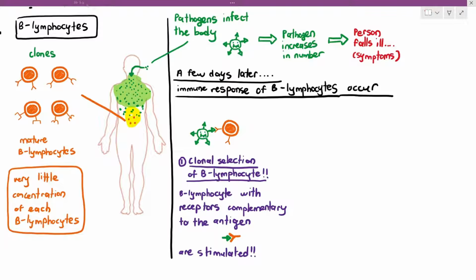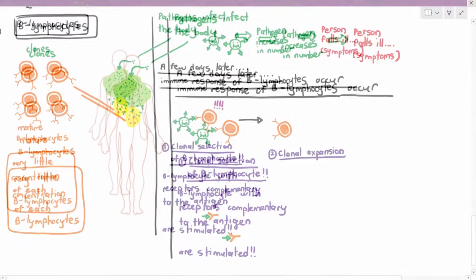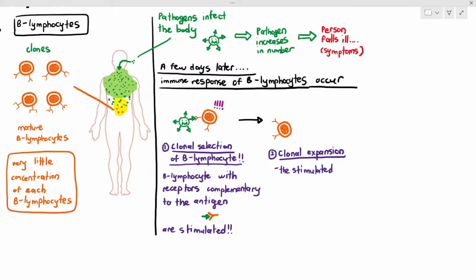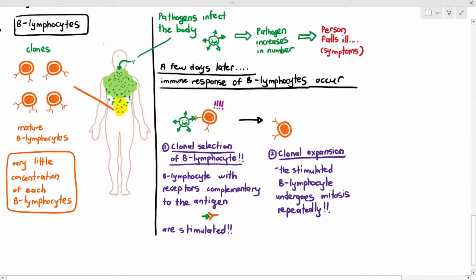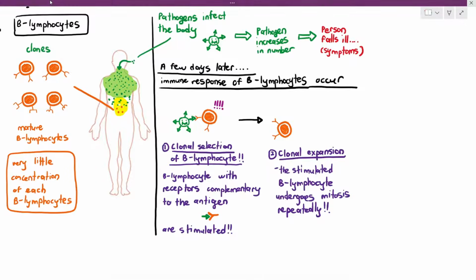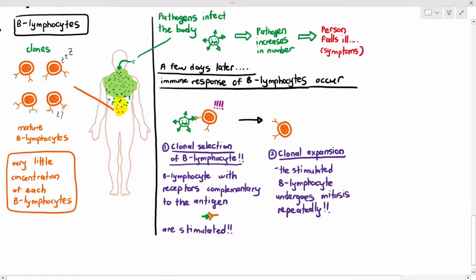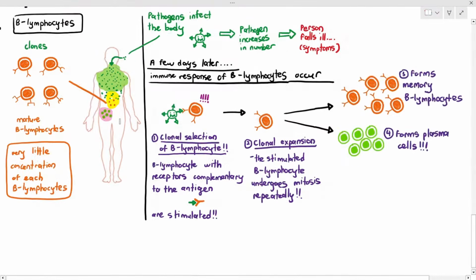And so in this case, the B lymphocyte with receptors complementary to the antigen will be stimulated. And when they are stimulated, they don't immediately kill the pathogen. You see, the B lymphocyte does something pretty fantastic. What it does is it starts to undergo a process known as clonal expansion. So only that B lymphocyte that was stimulated. Expansion, you might be thinking, means it becomes bigger. No, in this case, expansion means it will undergo mitosis repeatedly. And mitosis is the process of nuclear division and cell division to produce genetically identical cells. We saw this in chapter 5. And when they continue dividing, they will form a lot of cells, but those cells are divided into two groups. The two groups are memory B lymphocytes, and they will also form these important cells known as plasma cells.